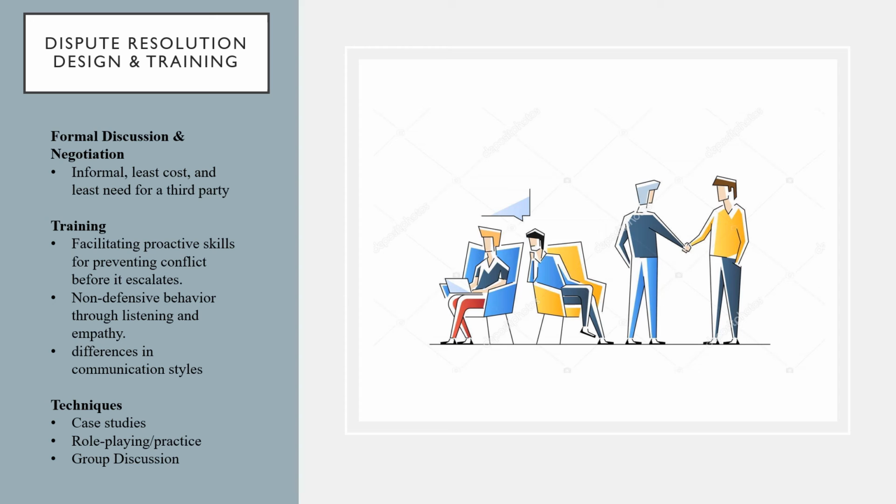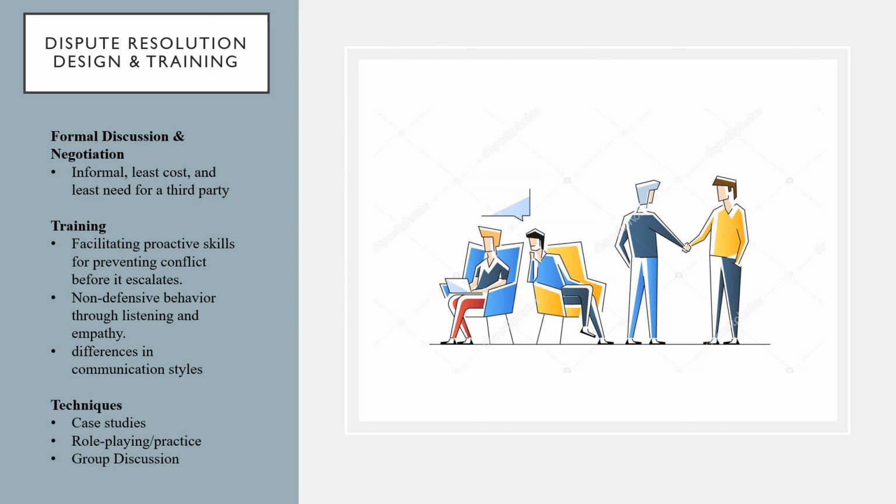So for the dispute resolution design, formal discussion and negotiation is the most appropriate, since the conflict is between two people and possibly their supervisor. And through this design, they can discuss their feelings, clear up misunderstandings, and come up with solutions and compromise. The dispute resolution design is informal. It's the least cost, and there's the least need for a third party.